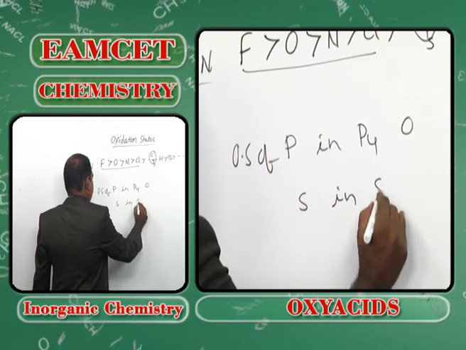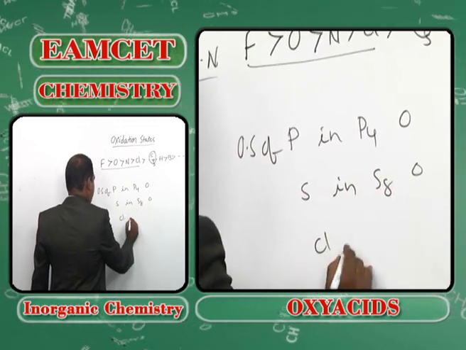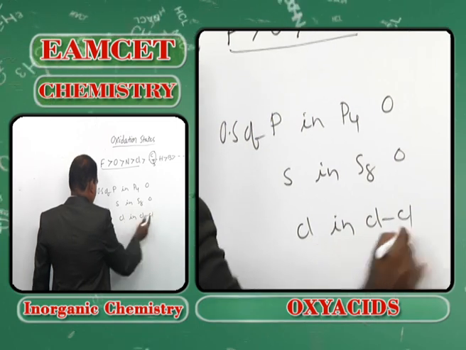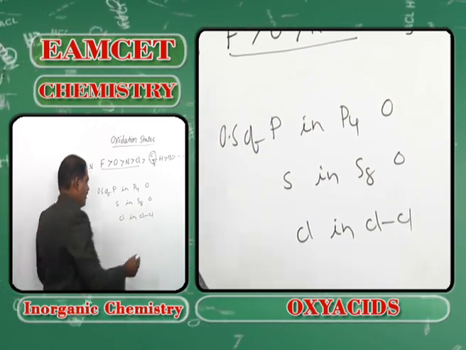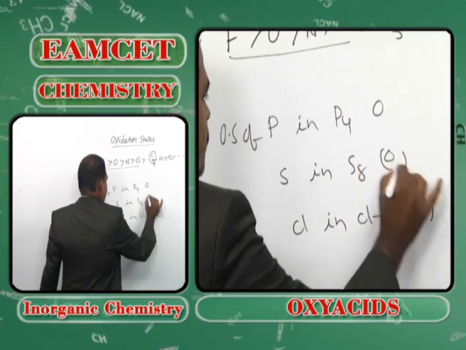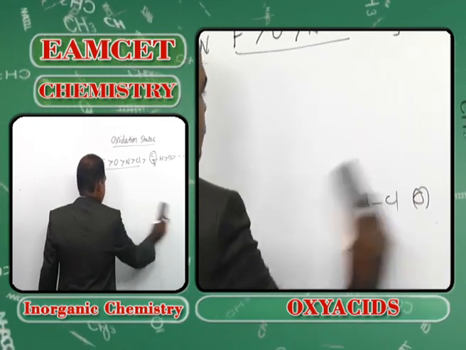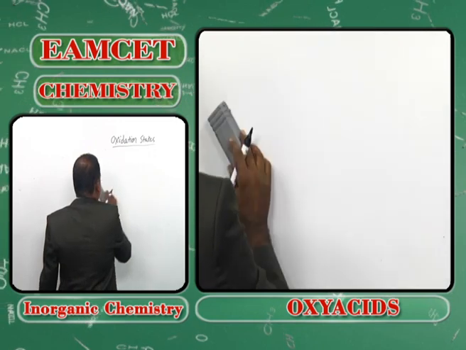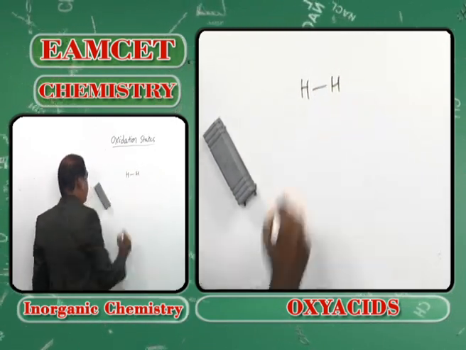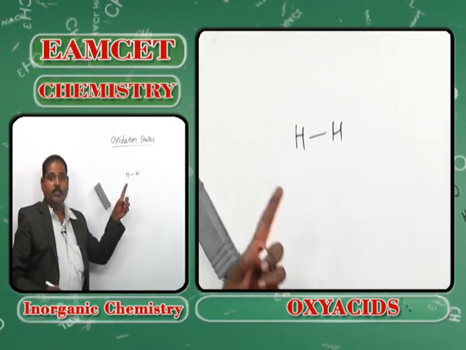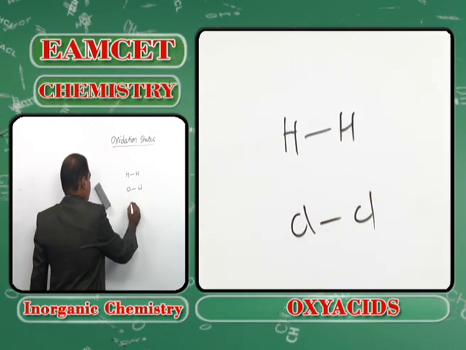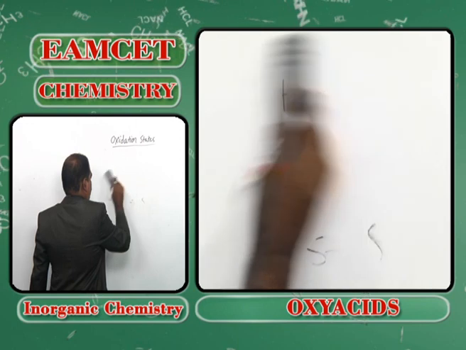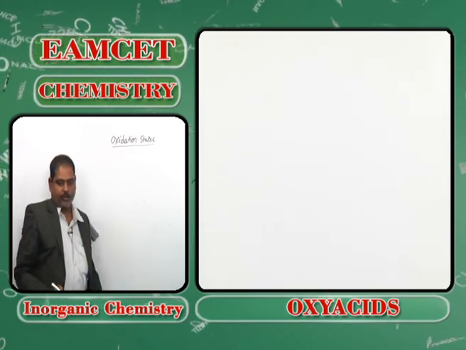S in S8 is 0. Cl in Cl2 goes without saying. What is chlorine doing here? Playing a match with another chlorine. Once again 0. That is it. Tie. H2, hydrogen match ends in a draw because here equal opponents are playing. So Cl2, once again 0. S8, 0. Okay, now let us look at some questions today.